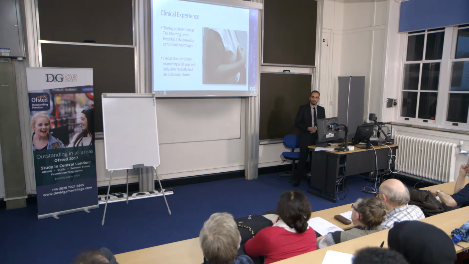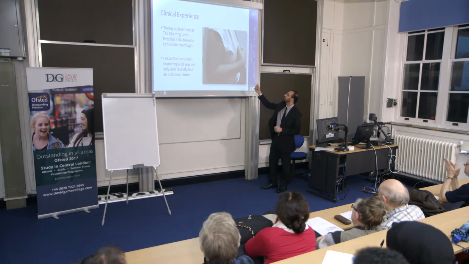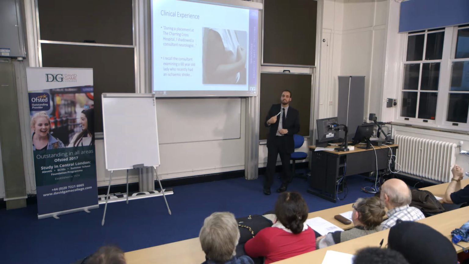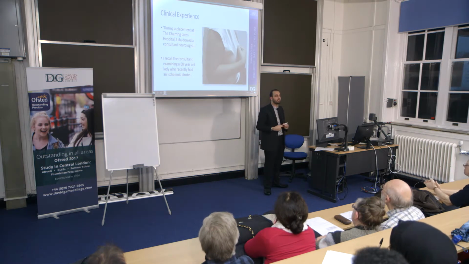So you can say, I shadowed a consultant neurologist, and during the placement, I saw a patient who had their arm fixed tightly in this position and was unable to move their arm. A stroke gives you this type of picture. And a stroke can be hemorrhagic, which means there can be a bleed on the brain, or it can be ischemic, which means that there's not enough blood supply to the brain.